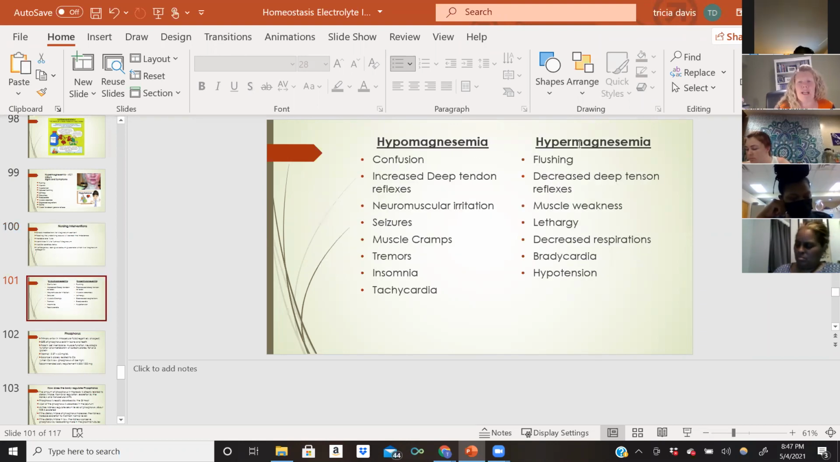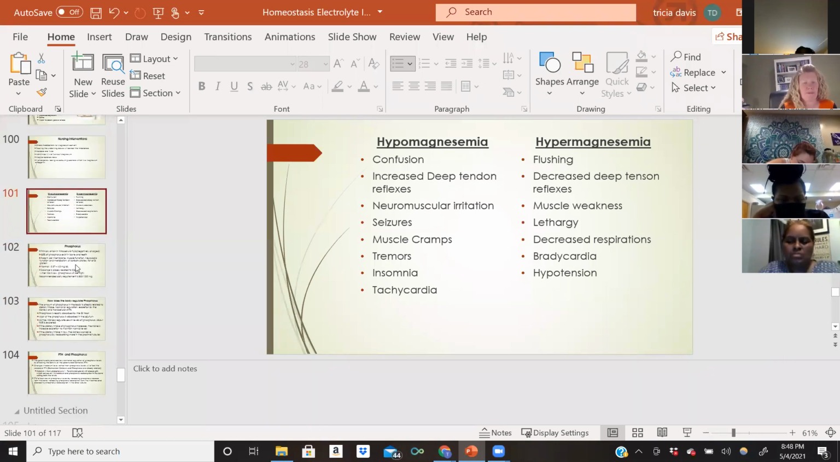So this is just a side-by-side comparison of hypomagnesemia and hypermagnesemia. For hypo, you're going to have confusion, increased deep tendon reflexes, neuromuscular irritation, seizures, muscle cramps, tremors, insomnia, tachycardia. Hyper, you're going to have flushing, decreased deep tendon reflexes, muscle weakness, lethargy, decreased respirations, the opposite of tachycardia. So you're going to have bradycardia and hypotension.